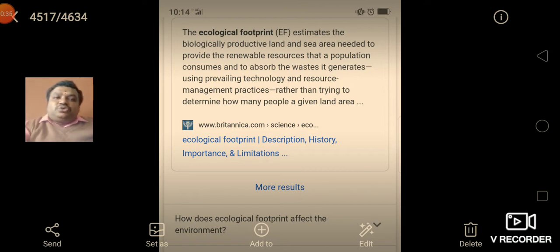population consumes and to absorb the waste it generates, using prevailing technology and resource management practices, rather than trying to determine how many people a given land area can support. Understood? So let us see in detail about the ecological footprint.